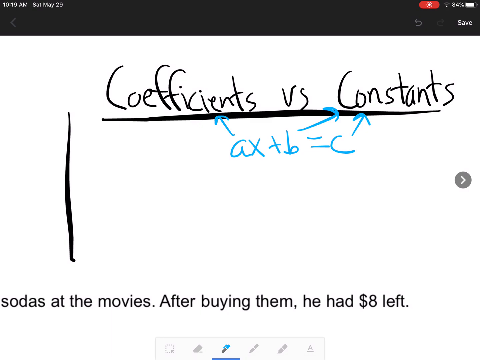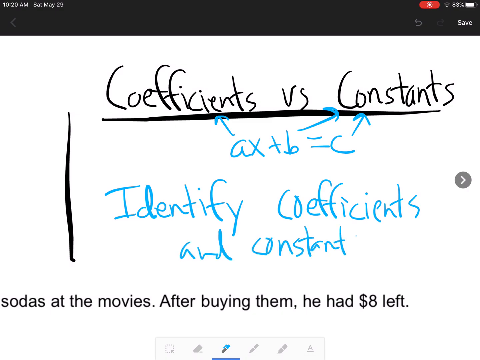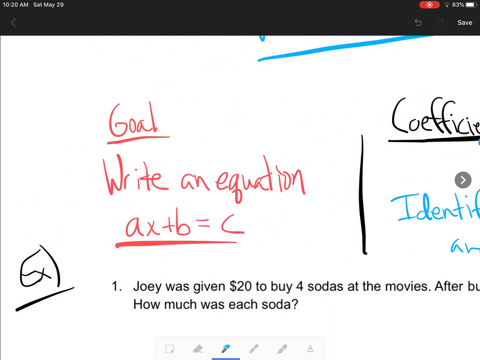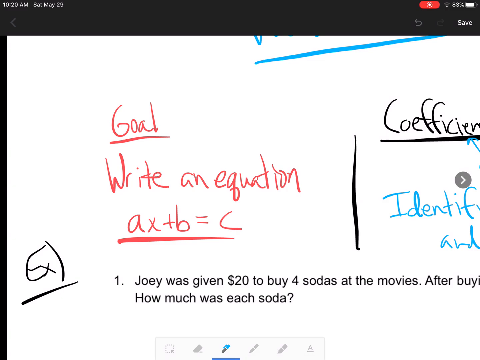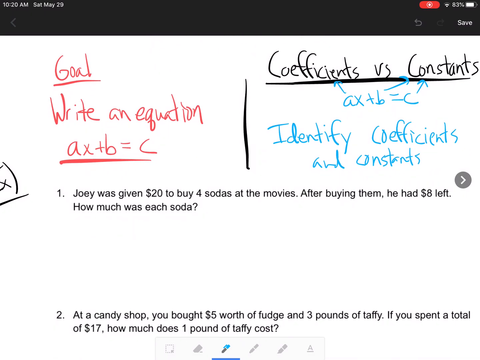And so as we are looking, we want to do our best to identify our coefficients versus our constants. So identify coefficients and constants. If we can do this, then what we're doing is helping us make the structure of the equation, because ultimately that's the goal. If we can get a two-step equation, we can solve it at this point. But in order to do that, we need to find out what's our constant and what's our coefficient. So let's take a look at some examples and work through them together.